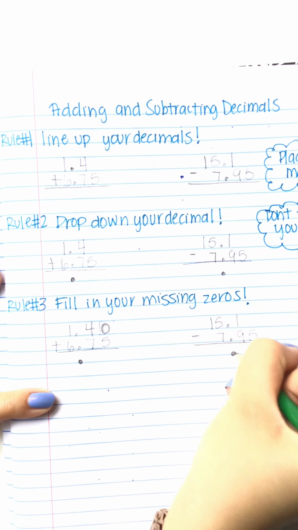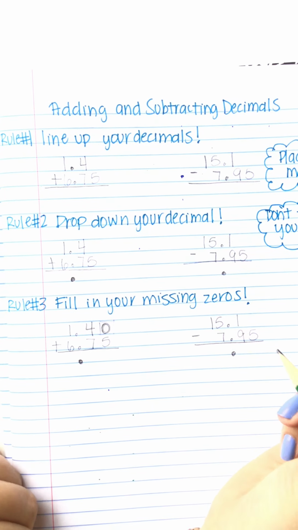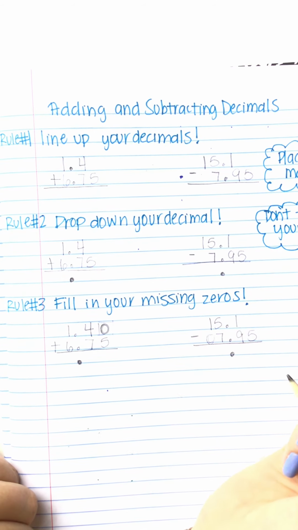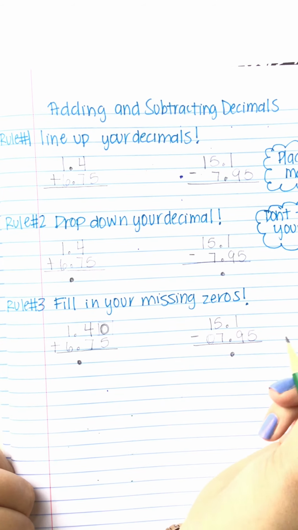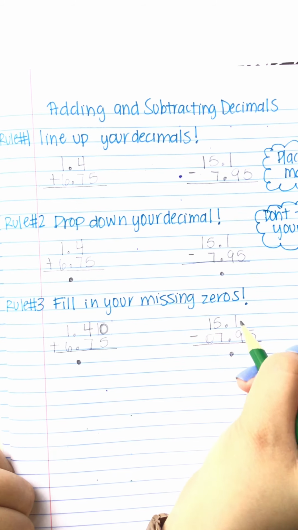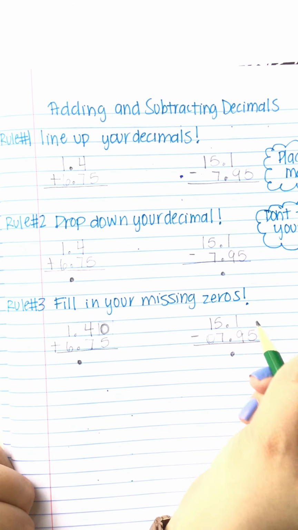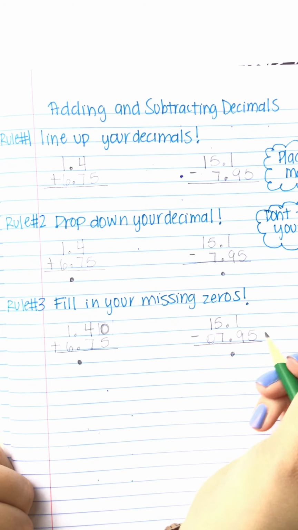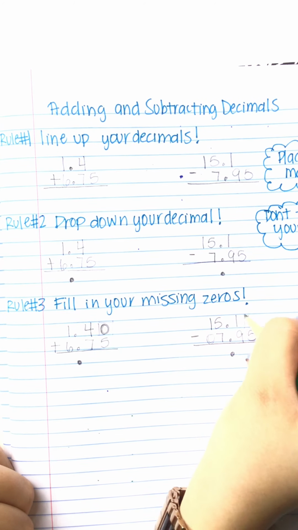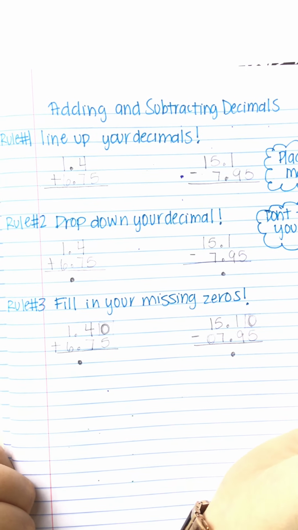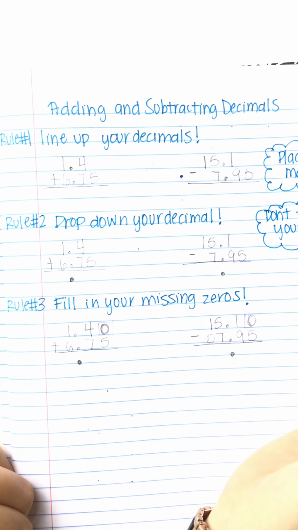I'm bringing my decimal down, and I'm looking at my place value. If I want, I can add a 0 here because we know 0.7 is the same as 0.70. But what really matters is the numbers after the decimal. I have numbers in my tenths, but I don't have a number in my hundredths. So I'm going to add a 0 at the end to make solving the problem easier.